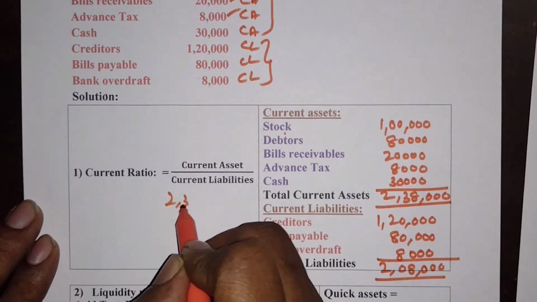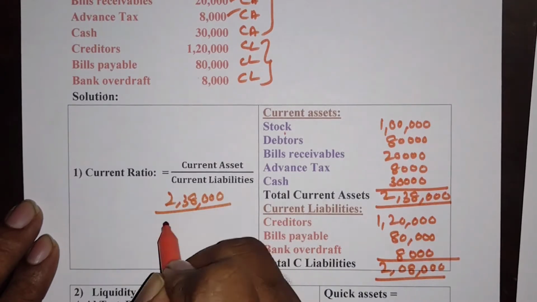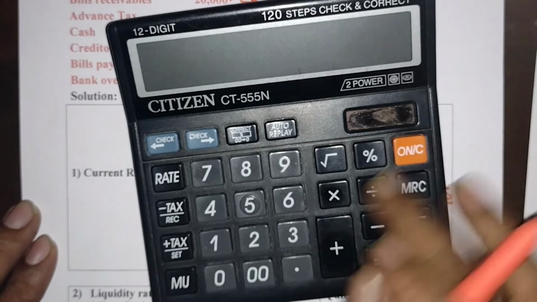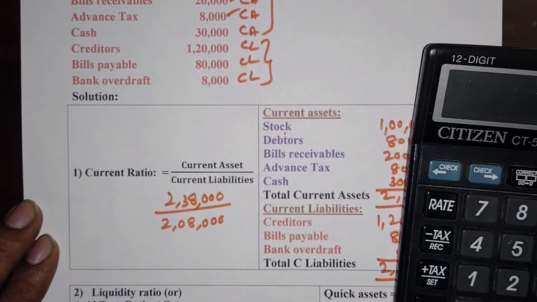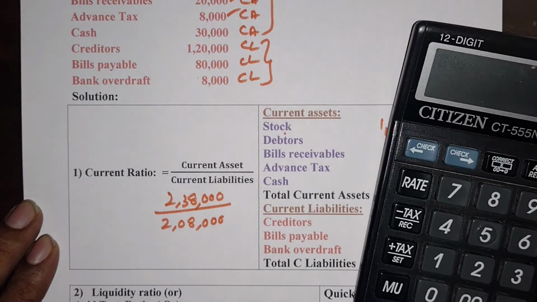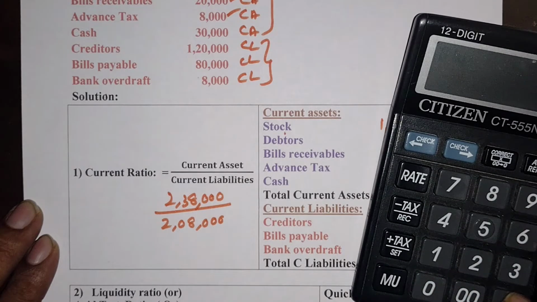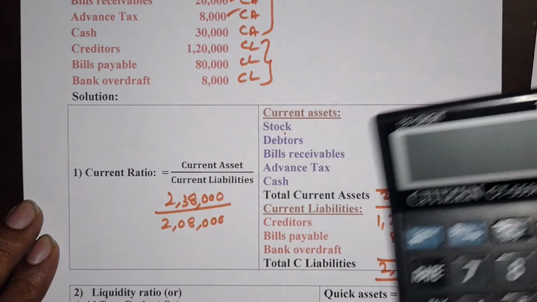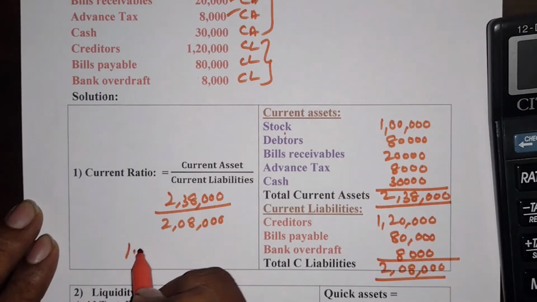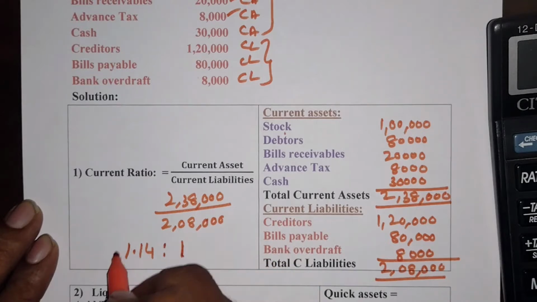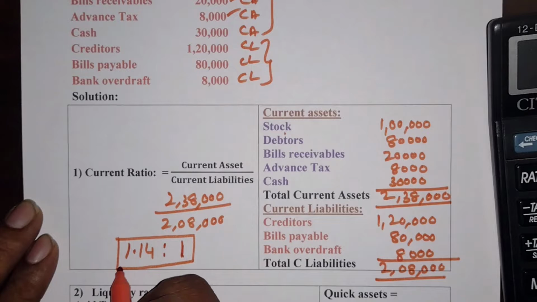My current asset is 2,38,000 divided by 2,08,000. So 2,38,000 divided by 2,08,000 is equal to 1.14. 1.14 is to 1 we should write. The denominator is always 1.